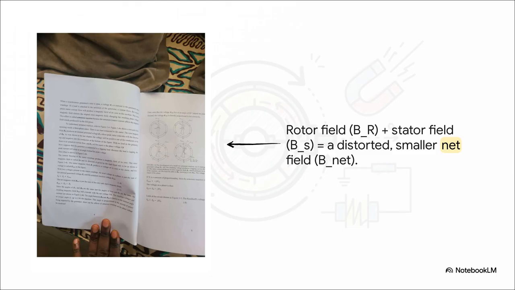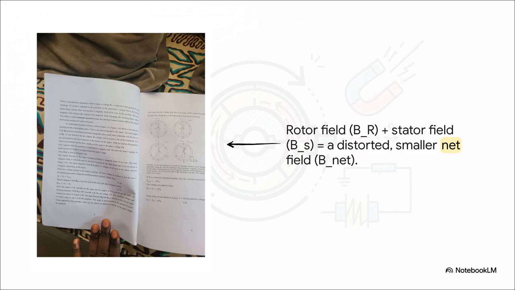Take a look at panel A. That's our ideal no-load case, with just the rotor's field, BR. Now, in B, we connect a lagging load. A stator current, IA, starts flowing, and bam, it creates its own field, BS. Panel C is the key. The two fields add up as vectors.